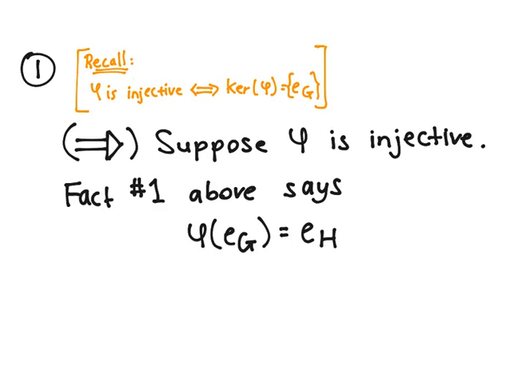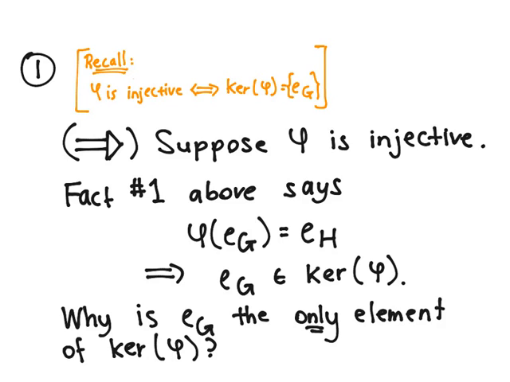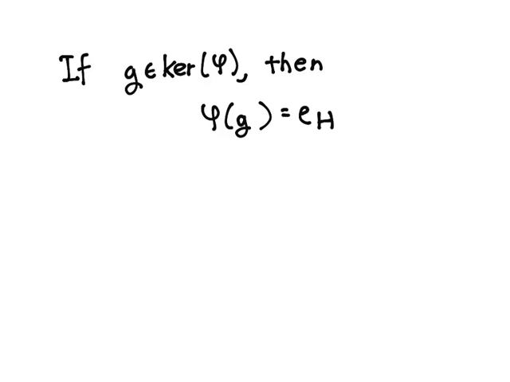Well, remember, fact number 1 above said that phi of e_G is equal to e_H, meaning e_G is something in the domain that's sent to the identity. So e_G is certainly an element of the kernel of phi. Why is it the only element in the kernel of phi, though? To prove that, let's just pick a random element from the kernel of phi. I'll call it lowercase g. By definition, if g is in the kernel of phi, that means that phi sends g to the identity element in the group H.